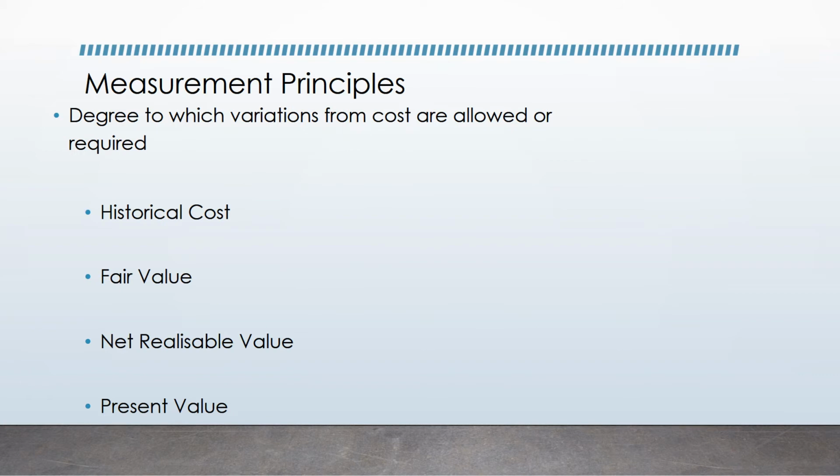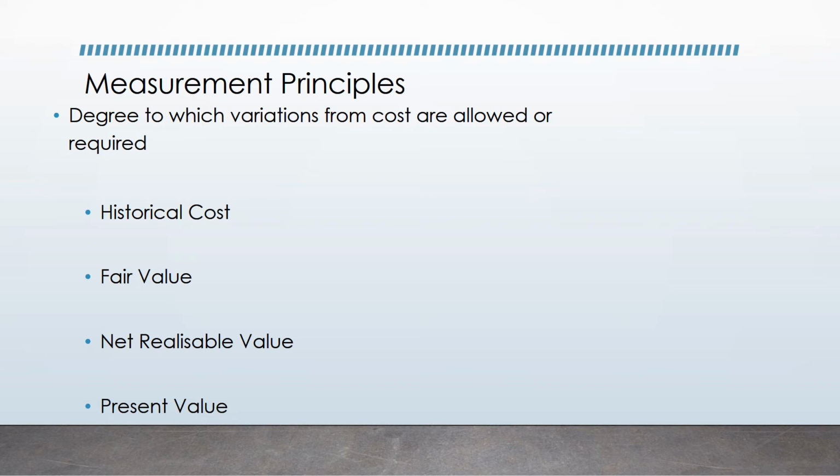Another way in which US GAAP and IFRS differ has to do with measurement principles. So, going back to the idea of conceptual frameworks, part of what we've studied is measurement principles. And the two basic measurement principles are the historical cost principle and the fair value principle. Under IFRS, they have the same two basic measurement principles, but ultimately there's variations on that theme, okay? Net realizable value, present value, amortized cost, and so on.